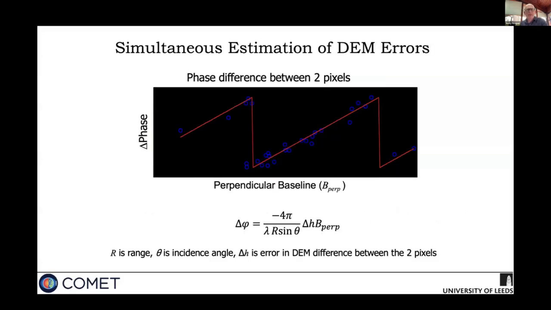At the same time, you have to estimate the DEM error, and this time it's a similar thing, but this time on the x-axis, you line them up in order of perpendicular baseline rather than in time. And again, you expect to get a straight line, because we expect our DEM error to be correlated with perpendicular baseline. So there'll be a unique slope for every pixel pair, which correlates to the DEM error, or the difference in DEM error, for those two pixels.